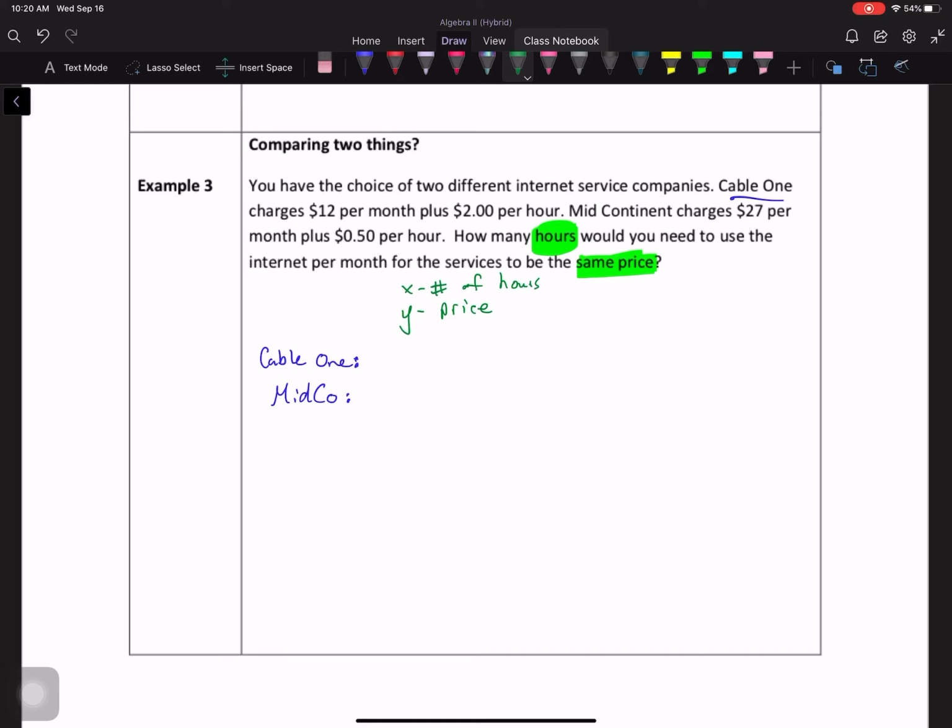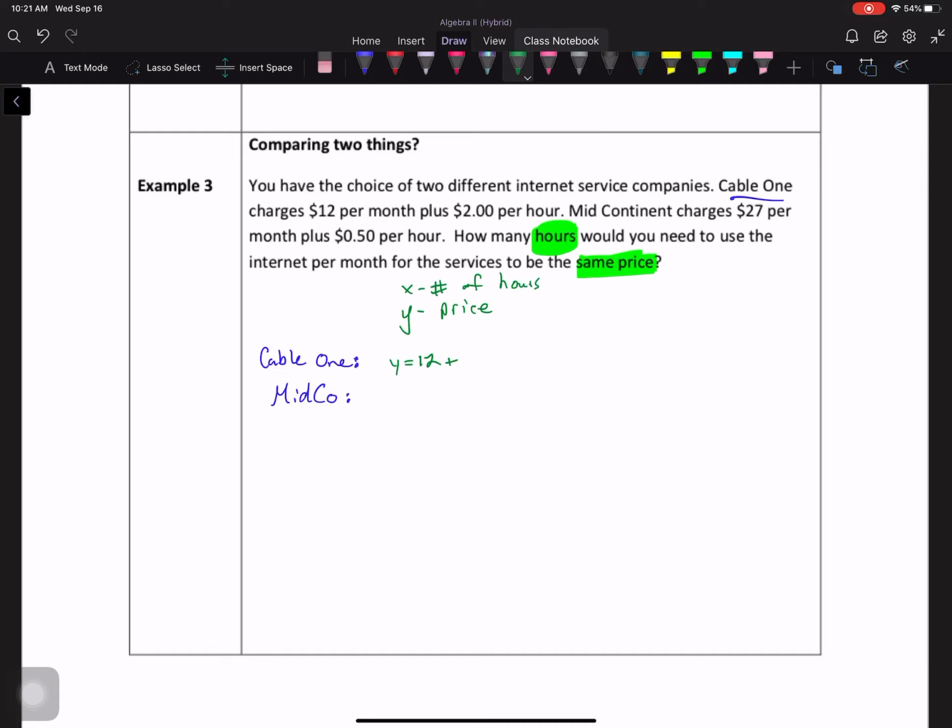So, cable 1, the price for cable 1 is going to equal $12 per month. Now, we're assuming it's 1 month. It probably should say that in the example. So, we know how many months. We don't want to put a variable with that number.